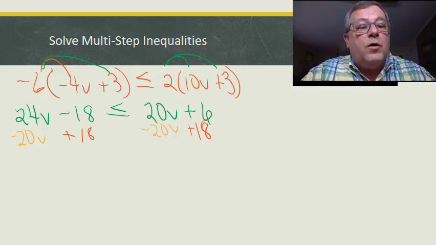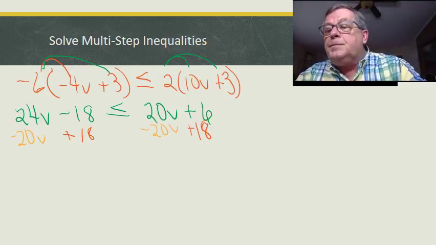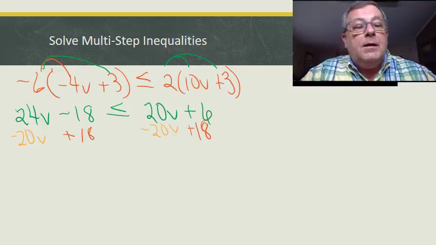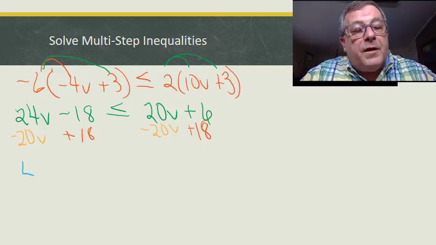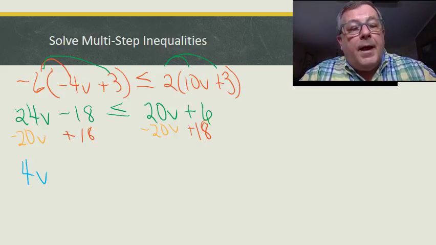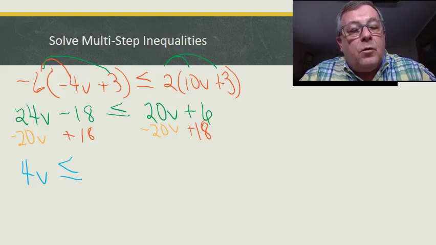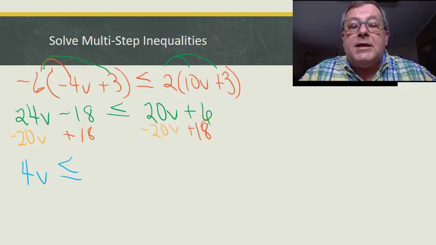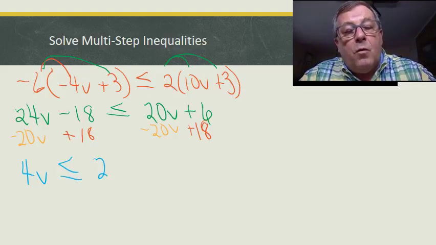All right, so if I've got 24v minus 20v, then that's going to leave me with 4v. And we've still got less than or equal to. And 6 plus 18 is going to be 24.